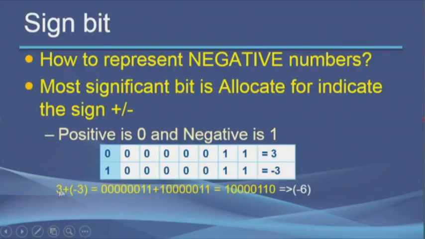You can see 3 plus negative 3. In the real world, when we do the math, 3 plus negative 3 equals 0. But let's consider this representation with the sign bit. We have positive 3 here. We put 1 to mention this is negative 3, and the binary sum is 3, which means this is negative 3. But when we add this positive 3 with negative 3, we end up with negative 6, which is not the correct answer.